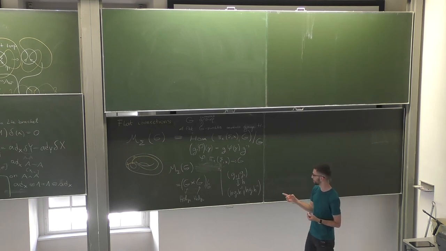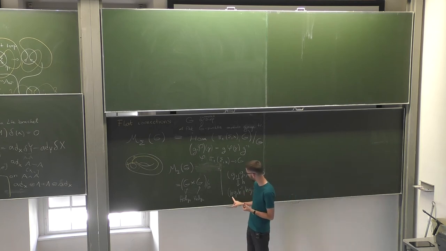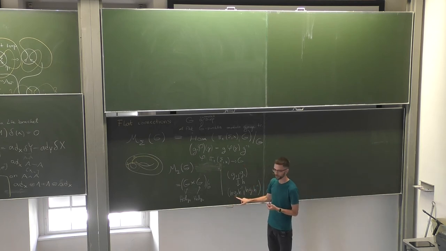Yeah, what Tomas is saying is that if this was a matrix group, then the trace would be well defined, even though the element itself is not well defined, it's only up to conjugation.